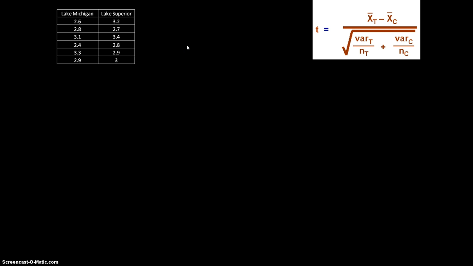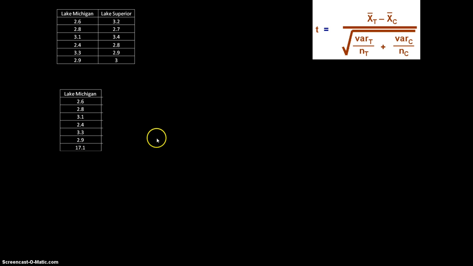So we'll start with the values for Lake Superior, or Lake Michigan rather. So we've got our Lake Michigan values. You can see them stacked up here. In order to calculate our mean, we need the total. So the total of all of those is 17.1. So we sum those up, and then we need to divide by the number of samples, which is 6. So that gives us a mean value of 2.85.